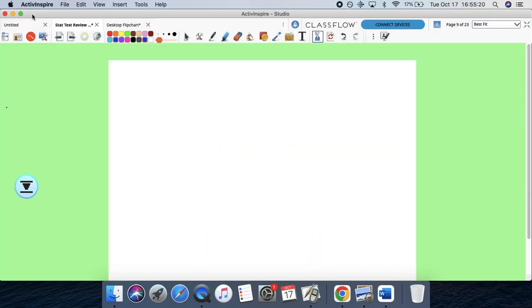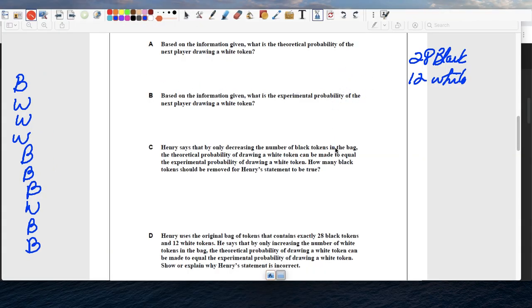Up from where we left in class. So this is what you have to do. We have the information here. We get 28 black tokens and 12 white tokens. The player draws one and puts it back in the bag, which makes this independent because the total doesn't change since you're replacing it. So the first event does not affect the second event and so forth.